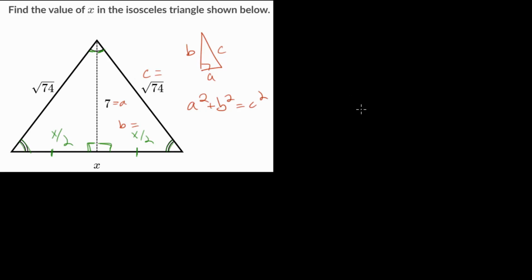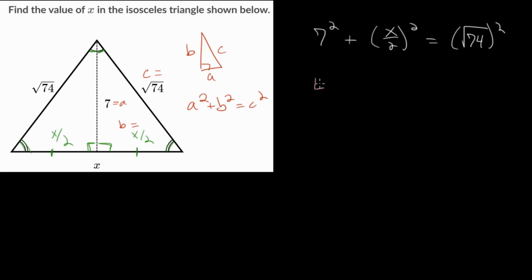So let's set up our equation using this Pythagorean theorem. We have that A squared, or 7 squared, plus B squared, which is x over 2 squared. This is equal to the square root of 74 squared. Let me rewrite that, and we're squaring that. And we just need to simplify everything to figure out what x is.